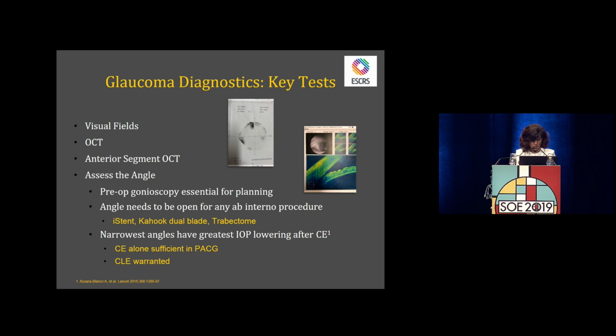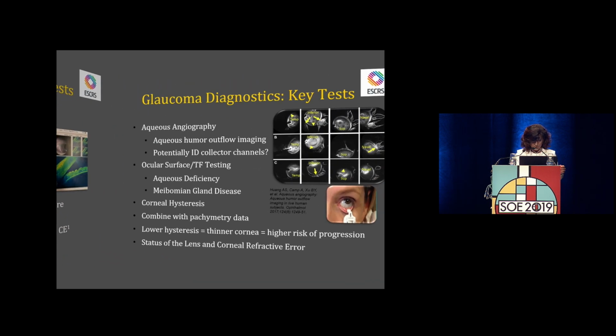Keep in mind that narrower angles have a greater IOP lowering after cataract extraction. Cataract extraction alone, in most cases, is enough for closed-angle glaucoma. And in this situation, clear lens extraction is warranted.